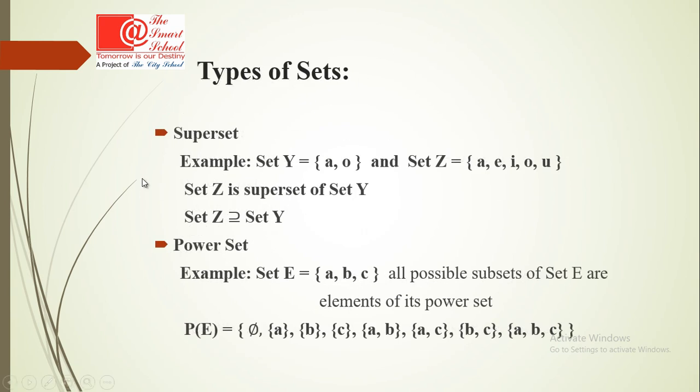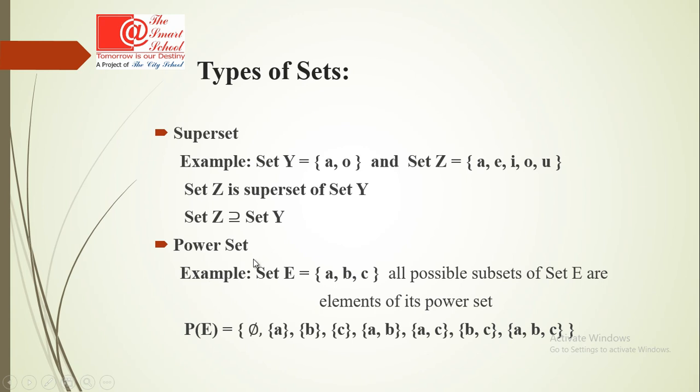Now superset, as I just told you, the bigger set is the superset. For example, set Y has elements A and O, and set Z has elements A, E, I, O, U. So this is the bigger set which has all the elements of set Y. So we can say set Z is a superset of set Y, and we can write set Z, this is the sign of superset, of set Y. If you notice, this sign is the opposite of subset. Yes.